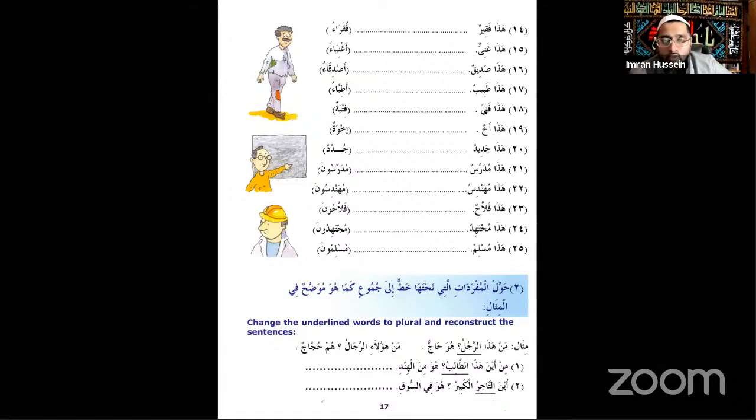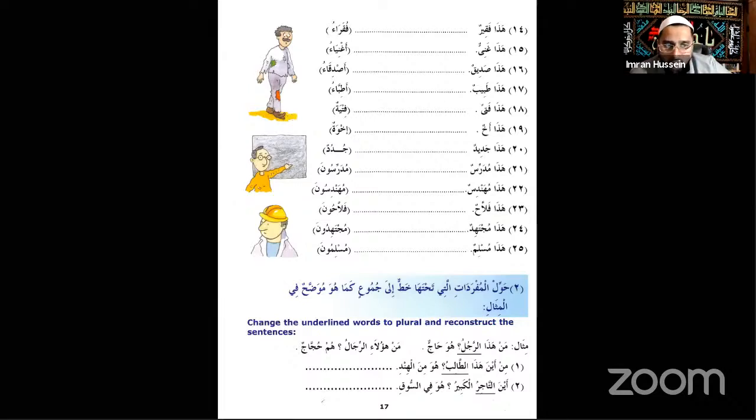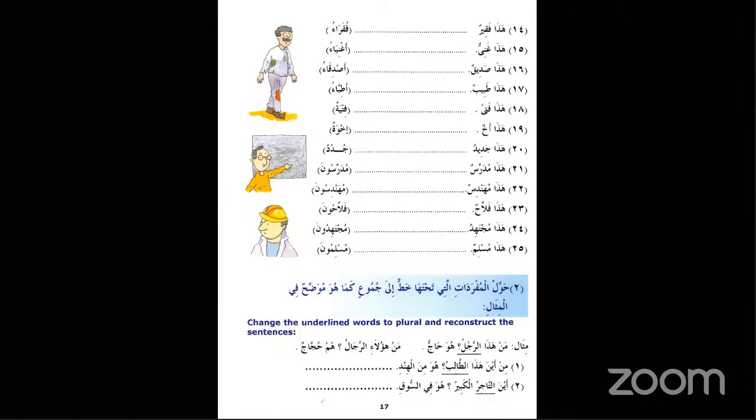Like another example, jalisun. What does jalisun mean? Sitting. And the plural for jalisun is jalisuna. Excellent. Now the other word, we say sami'un. Sami'un means a listener, and sami'una means listeners. Is that clear? Yes, clear.